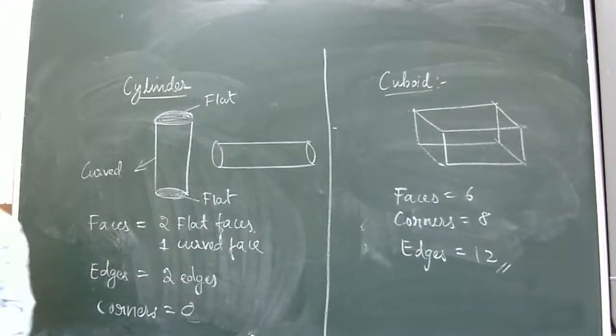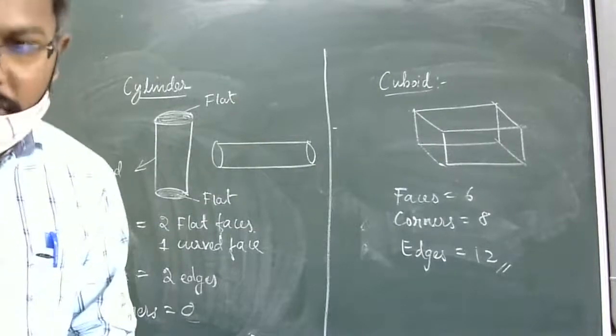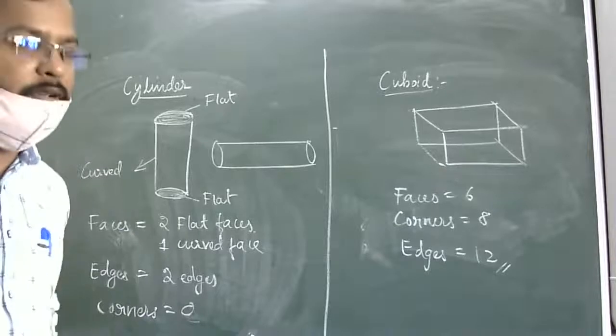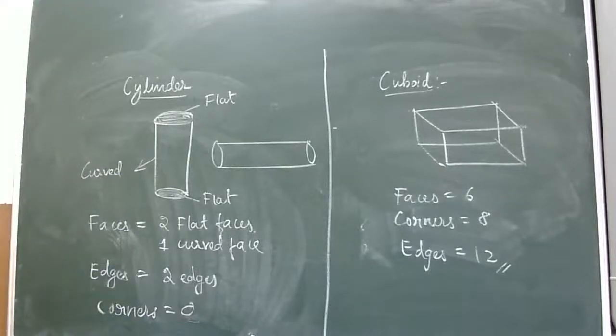No corner is there. So after this cylinder, what is your next shape? Cone. Time, is it over? Up to what time? Okay. I think 11, right? Yes. Up to the class? 11, okay.